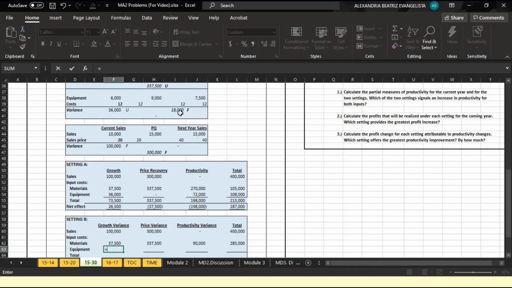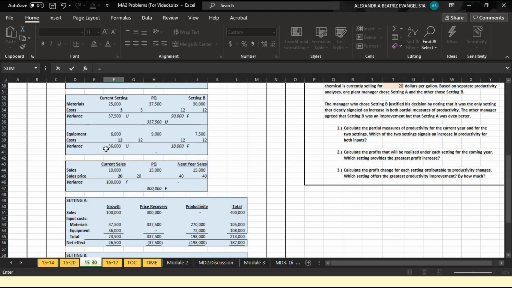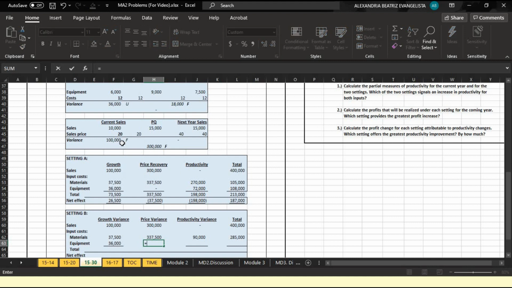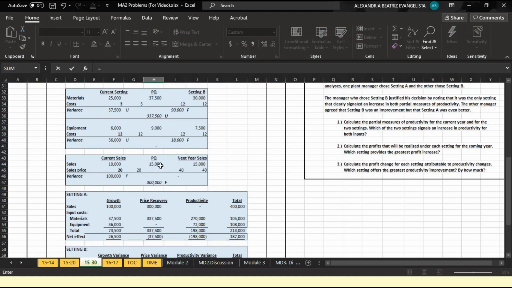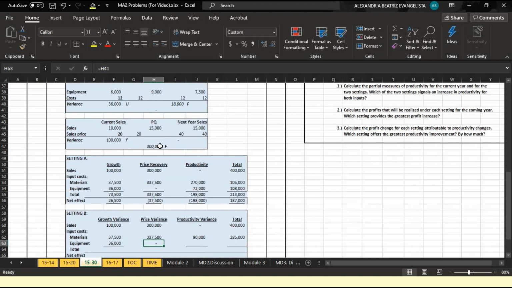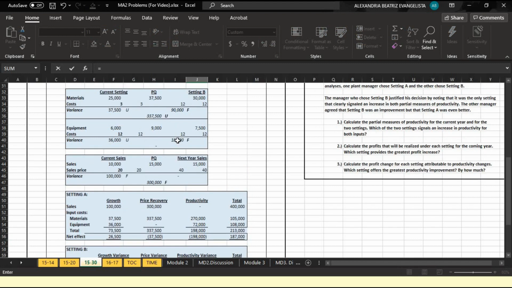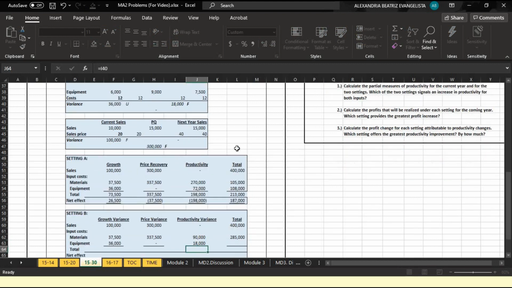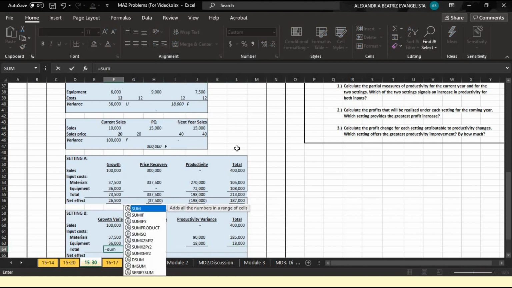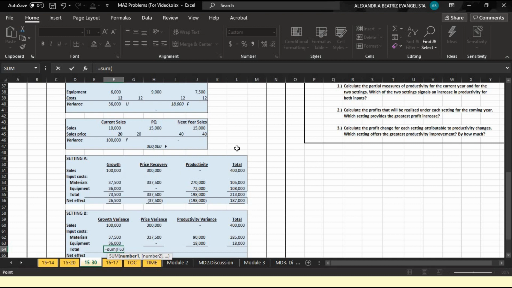Now, for equipment, under the growth variance, that is 36,000 unfavorable. For the price variance, that is 0. Wait, let me put 0 here. And then for the productivity variance, that is 18,000 favorable. That would give us 18,000. So let me just get the total of these variances for inputs.